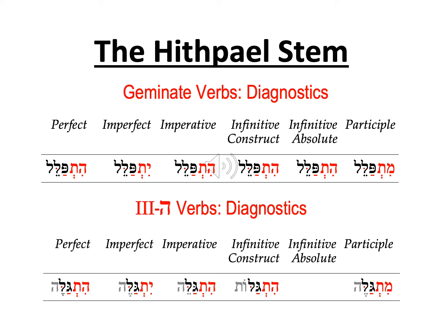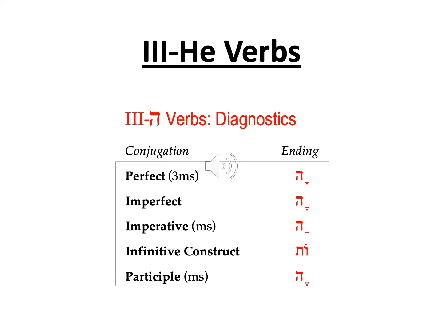The other is third hey verbs, which are also convenient because not only do we already know that this is a Hithpael, the hey indicates what form we have. Remember, all of the forms in the Hithpael look almost like one another, so the third hey actually here serves to differentiate between the forms, giving us a diagnostic to indicate what form of the verb we're actually translating.